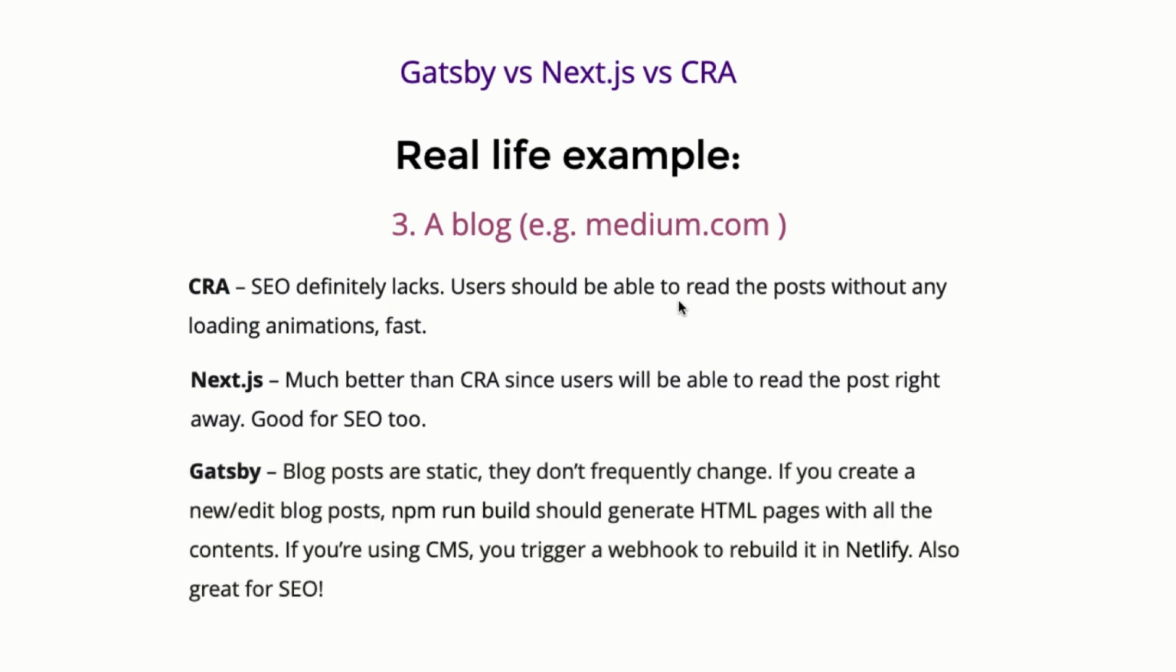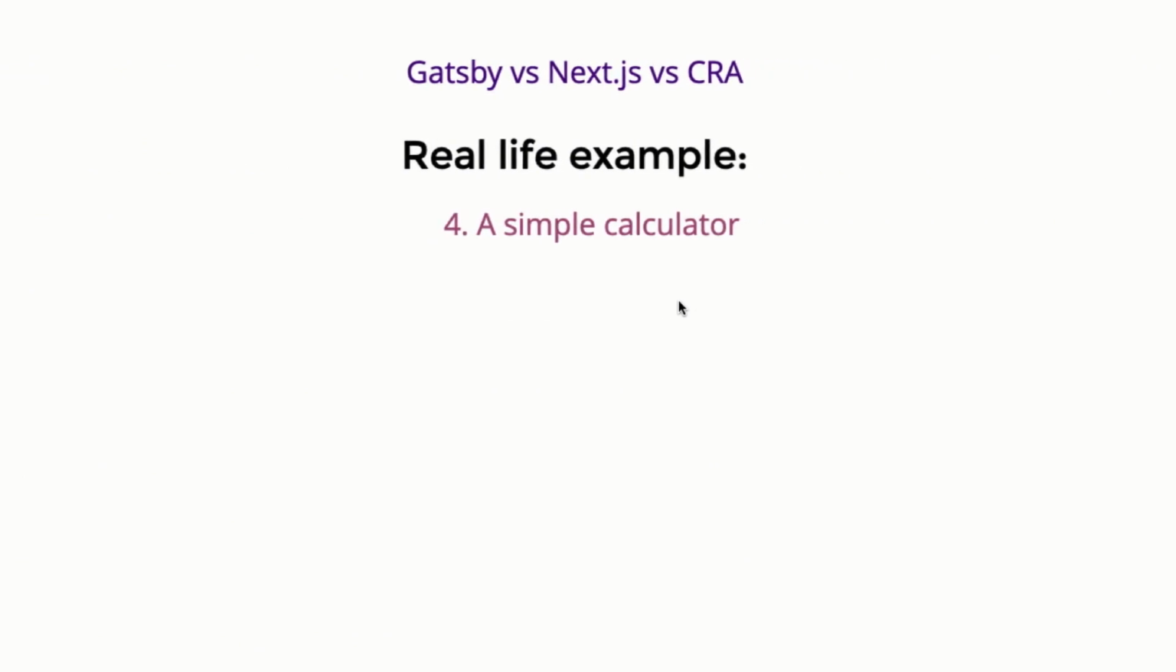Gatsby JS, blog posts are static, they don't change frequently, so Gatsby JS is really good for building something like this. You just serve HTML pages, and you can also trigger a webhook if you are serving the content from a CMS. Gatsby also offers great SEO. So in this case, we are going to go with Gatsby JS, because Gatsby JS is really going to shine for an application like this.